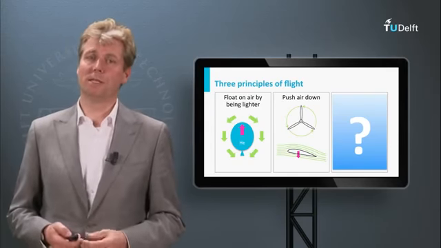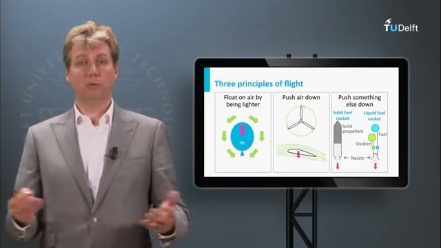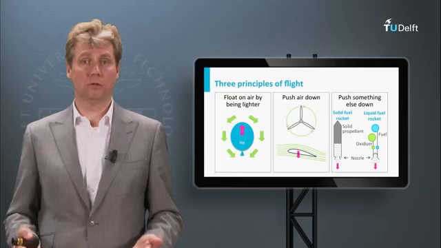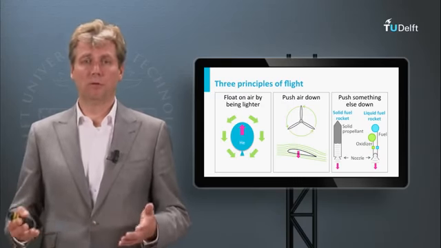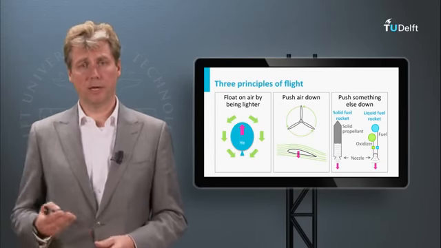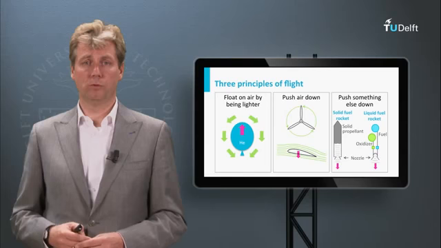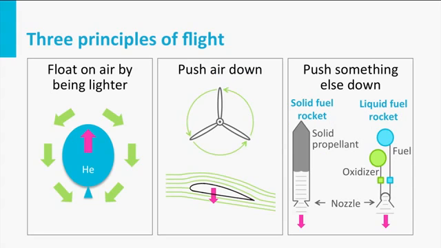And this of course also hints at the 3rd way in which you can generate lift: push anything else down. For instance, a rocket lifts off by burning the fuel and pushing this down, and in this way creates as a reaction the force upwards. This is also a way to fly. We'll follow these physical principles in our course, but we also follow history.